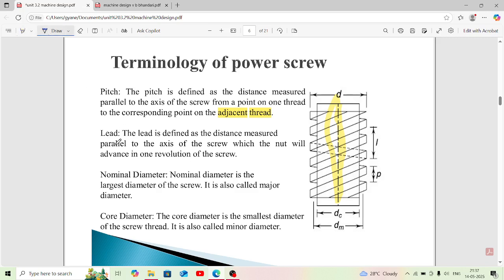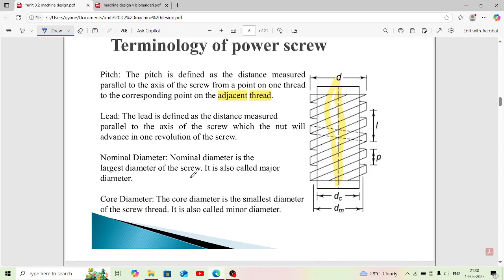So second term is lead. The lead is defined as the distance measured parallel to the axis of the screw which the nut will advance in one revolution of the screw. When the nut covers one revolution, means this length means complete revolution, then this distance is called lead.